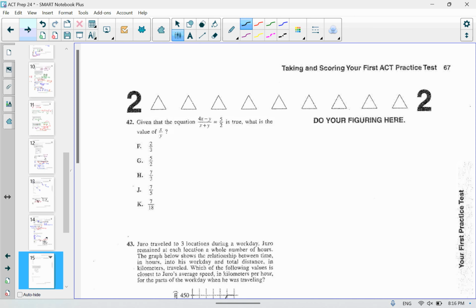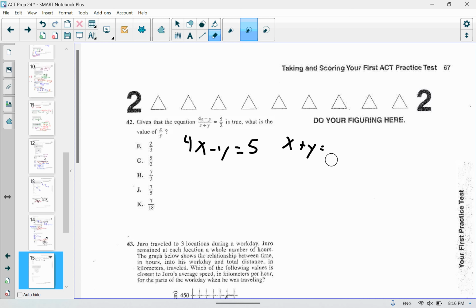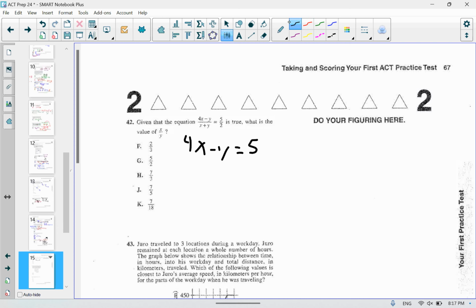So, the easiest way that I see is I can set the numerators equal, the denominators equal. 4x minus y has to equal 5, and x plus y has to equal 2. You could solve it in a bunch of different ways, such as substitution or elimination. In this case, it's pretty natural to solve by elimination because if I add these, my x's cancel.